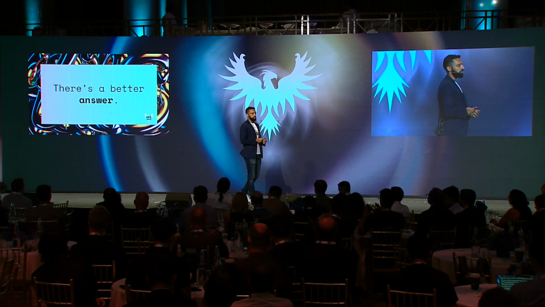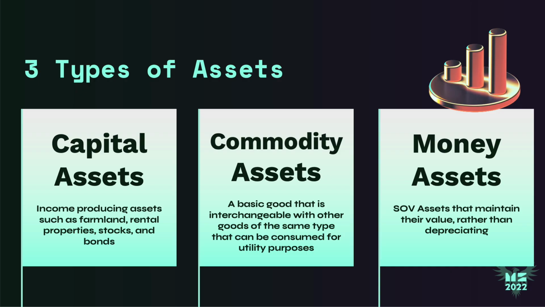So there's a better answer, and we have three parts. We think that there are three types of assets that make up the majority of assets in the world. We have capital assets. These are income-producing assets. This can be things like equities or other productive assets that actually produce some income. There are commodity assets. So you can think of the traditional physical commodities, whether that's oil or corn, or you can think of commodities like Sol or ETH that let you pay for transaction fees and give you some utility when you use that asset.